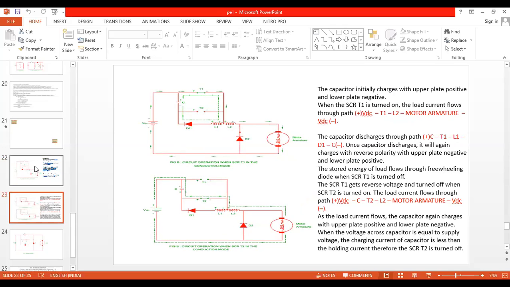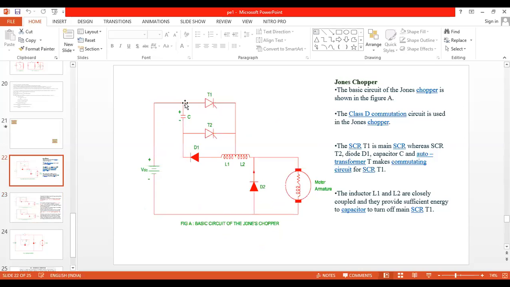I'm just repeating. Case 3 is capacitor recharging and inductor L1 de-energizing. So the de-energizing current flows from L1 plus to diode D1, D1 to C plus, C minus, and T1 to L1 minus. Now the capacitor is recharged once again. Case 3 is done. But what is our aim? Our aim is to turn off this SCR.